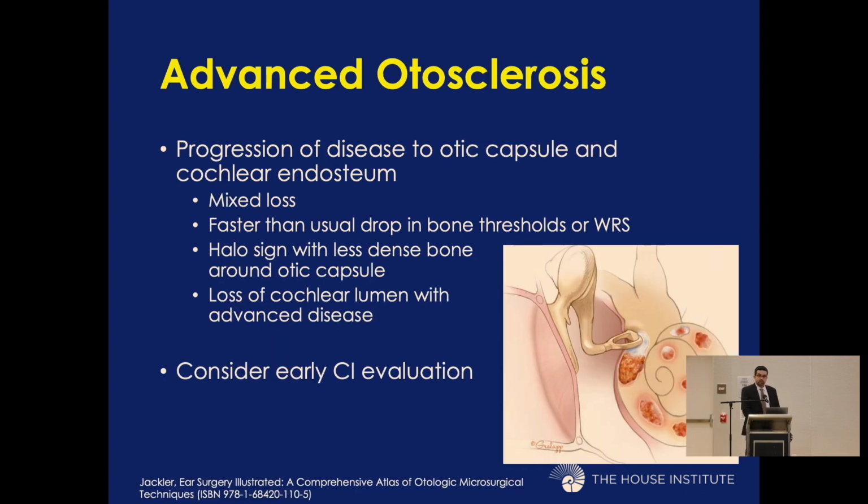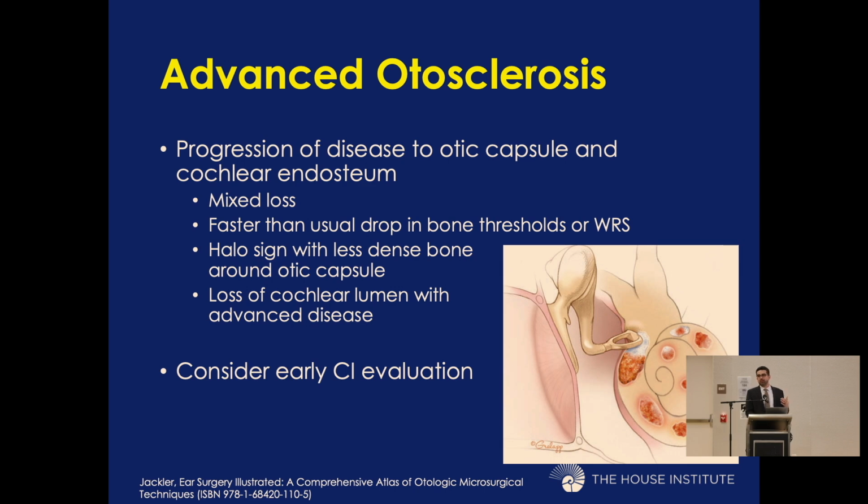So otosclerosis can also involve the entire otic capsule. This is called advanced otosclerosis. Oftentimes we see these in patients that have a long history of otosclerosis. Sometimes they've even had stapedectomies. And as they get older, you would expect to see some worsening of hearing as a result of age-related hearing loss. But sometimes they come to you and it just doesn't make sense.